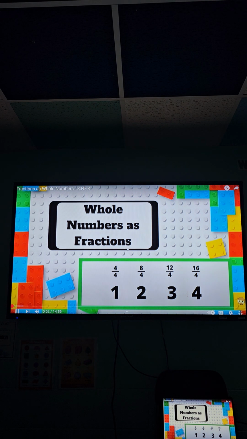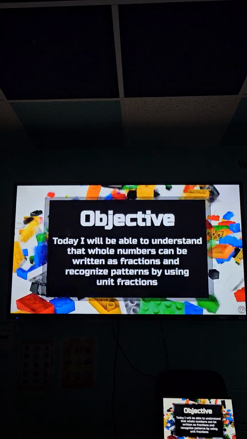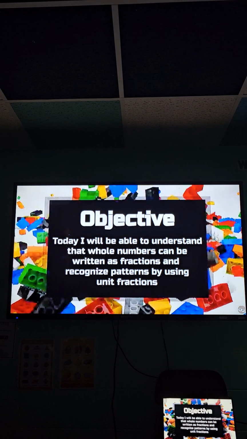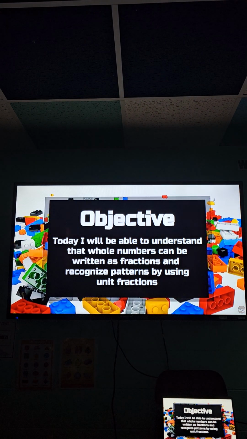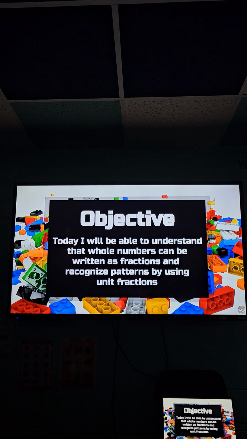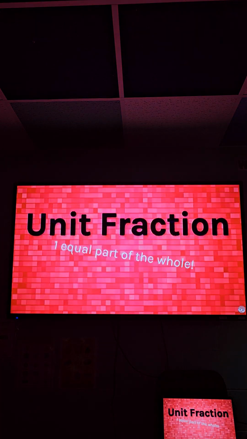Buddy, instructor Beats back again here with another fraction lesson. Today we're going to be looking at whole numbers as fractions. So let's build it up and look at our objective today. Today we will be able to understand that whole numbers can be written as fractions and recognize those patterns by using unit fractions. So we have a whole video on unit fractions if you need a lesson on it, right?